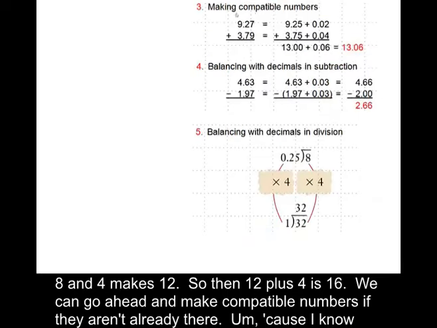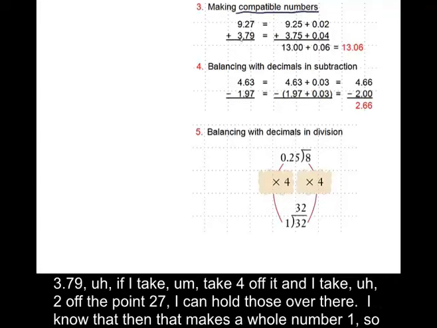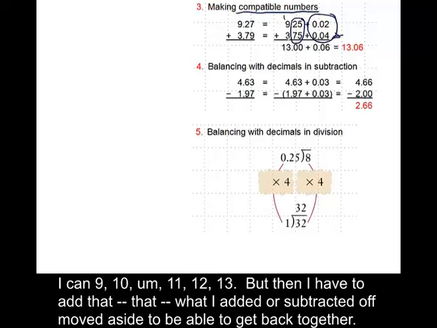We can go ahead and make compatible numbers if they aren't already there, because I know 3.79, if I take 4 off it, and I take 2 off the 0.27, I can hold those over there. I know then that makes a whole number 1, so I can count 9, 10, 11, 12, 13, but then I have to add back what I had subtracted off and moved aside to be able to get back together.